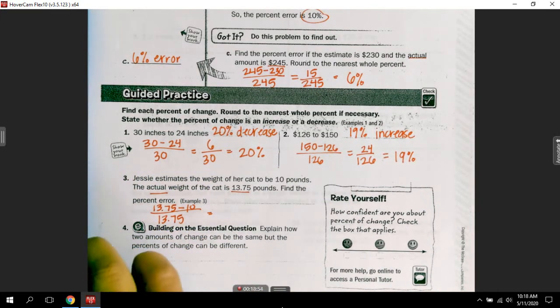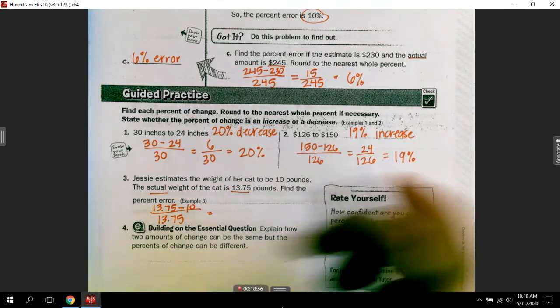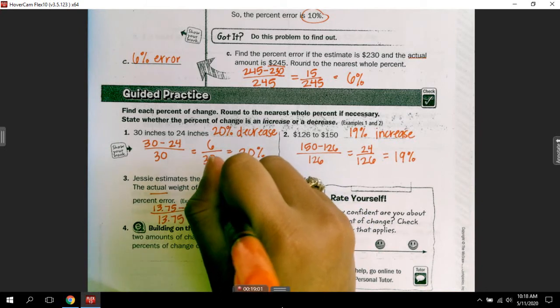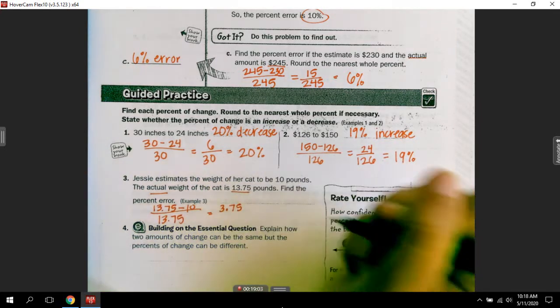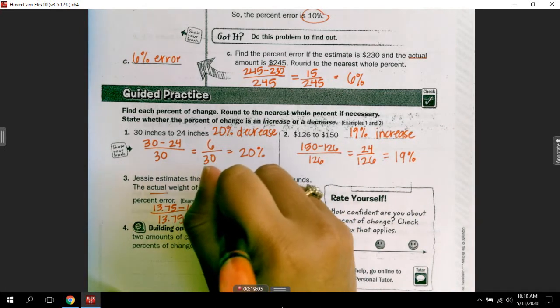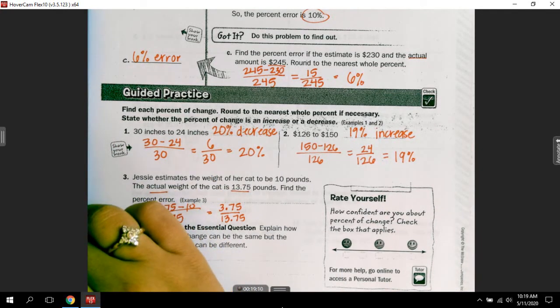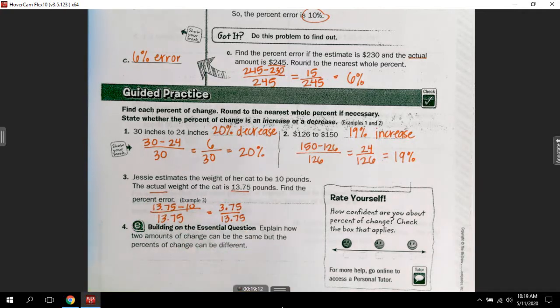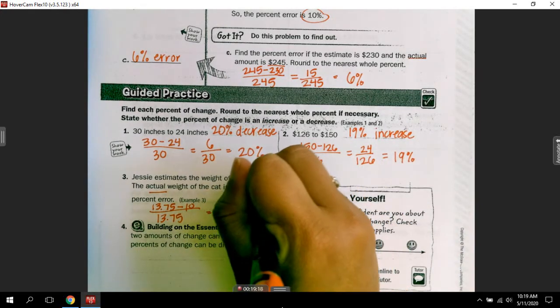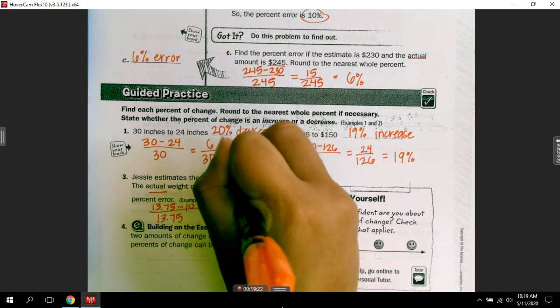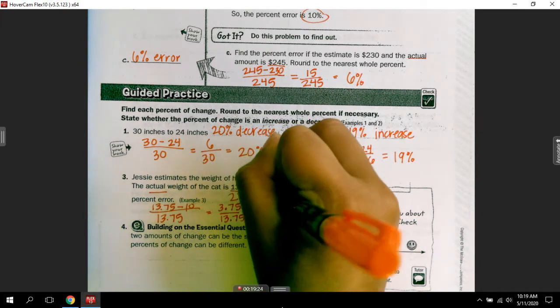So 13.75 minus 10, and then divide that by 13.75. So you get actually 0.27 repeating. So that's just 27%. So this is a 27% error.